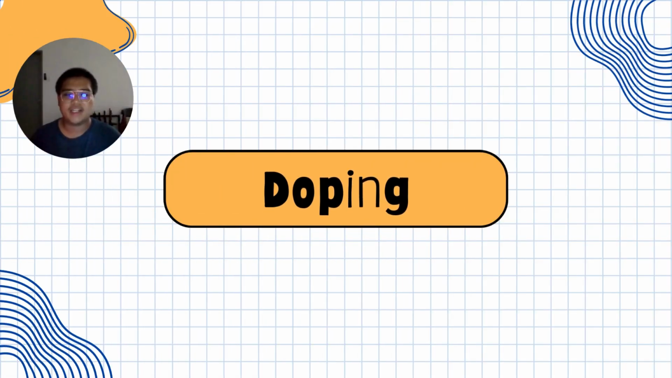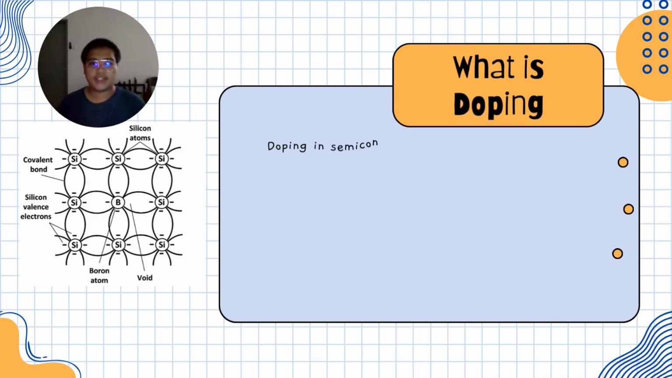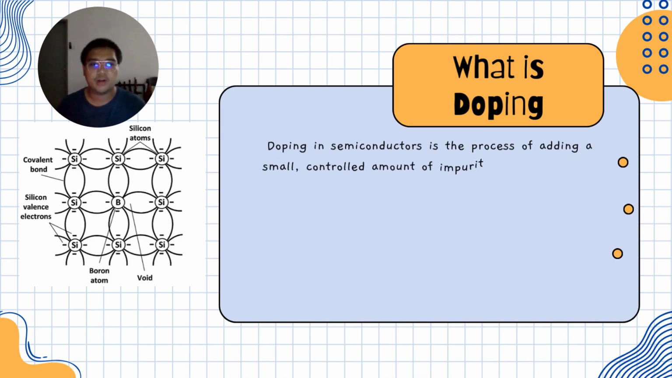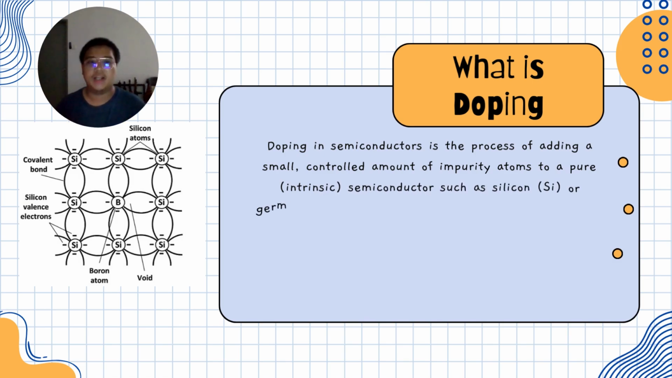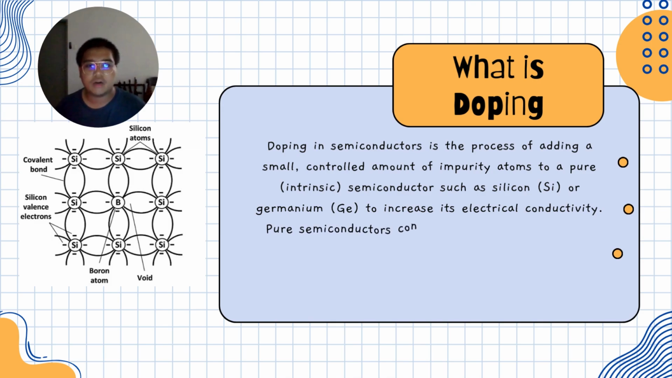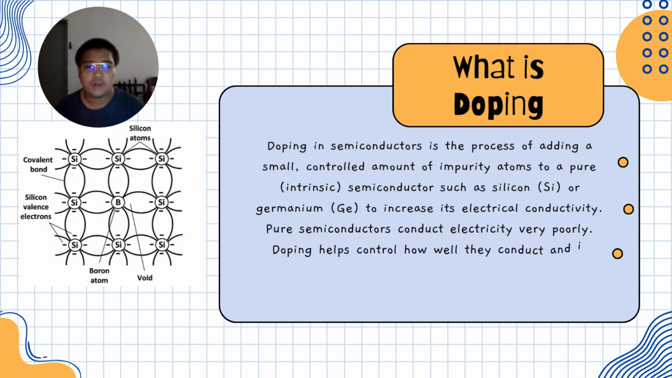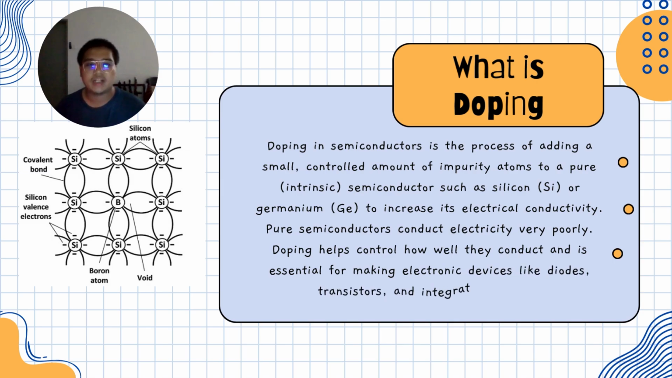Hi, my name is Anaki, and I'm going to be explaining about doping. So, what is doping? Doping in semiconductors is the process of adding a small controlled amount of impurity atoms to a pure or intrinsic semiconductor such as silicon or germanium to increase its electrical conductivity. Pure semiconductors conduct electricity very poorly. Doping helps control how well they conduct and is essential for making electronic devices like diodes, transistors, and integrated circuits.